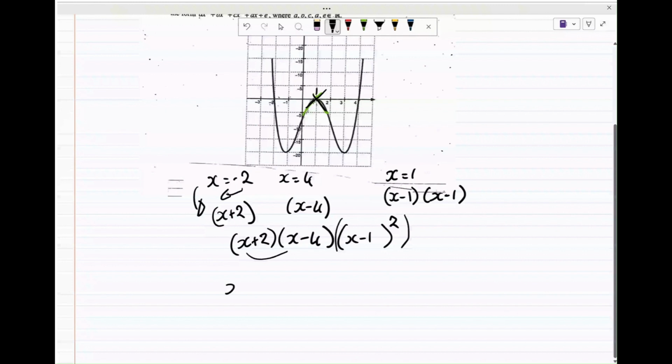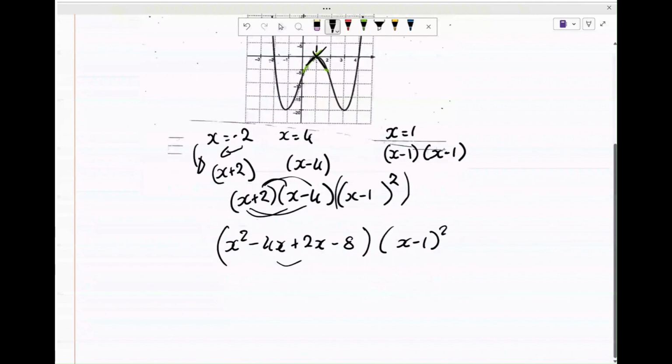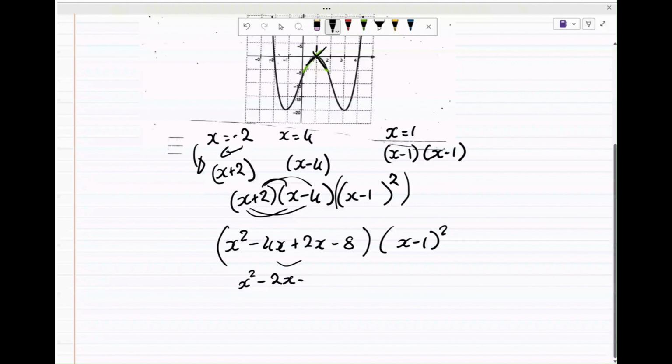x times x is x squared. x times minus 4 is minus 4x. 2 times x is 2x. 2 times minus 4 is minus 8. Times (x minus 1) to be squared. I've just left this one till last because it's pretty tricky. So we can add these two. That's x squared minus 2x minus 8, times anything squared is just itself times itself.